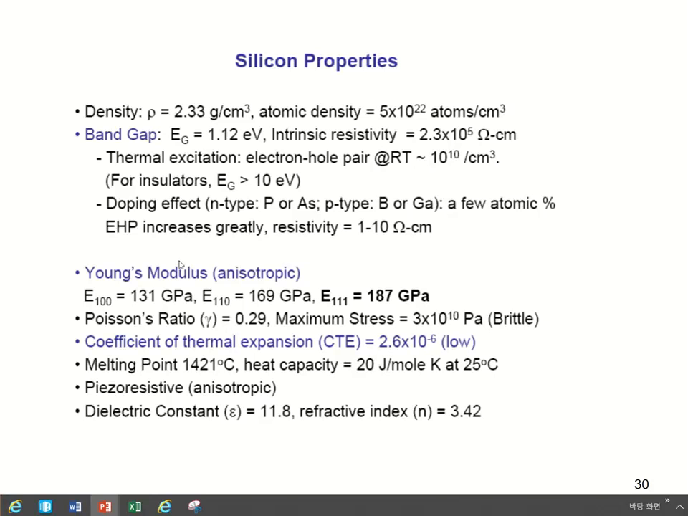MEMS structures, like some cantilever structure made out of silicon, because it has a good Young's modulus and a good maximum stress, even though it's brittle. It's not really a good property, but it somehow provides a stable structure for some MEMS structures. Okay.